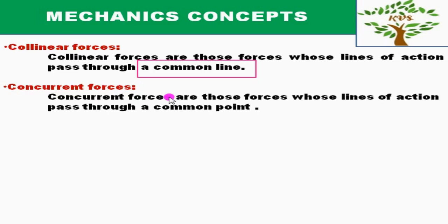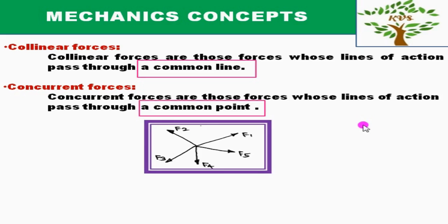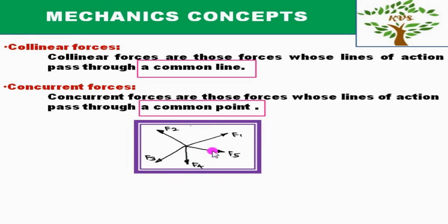Concurrent forces. Concurrent forces are those forces whose lines of action pass through a common point. Here, the lines of action of all the five forces meet at a single point, or common point. Hence, these forces are concurrent forces.